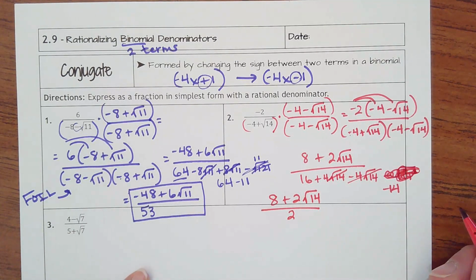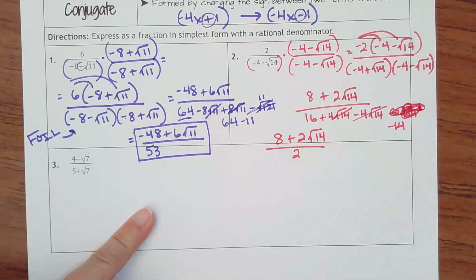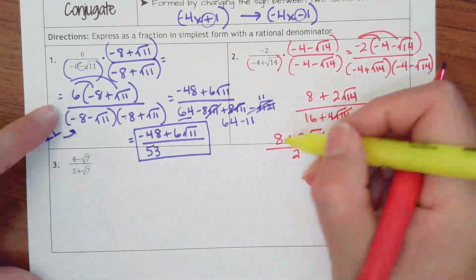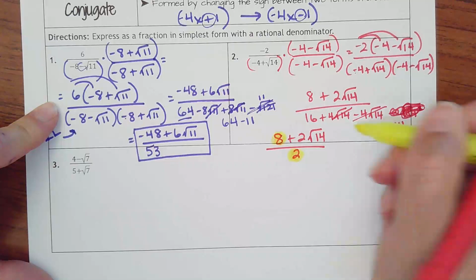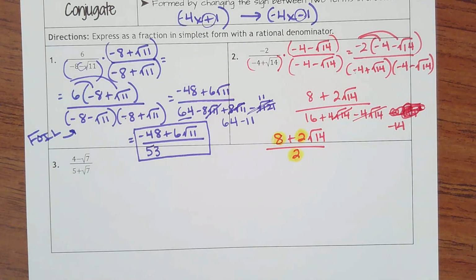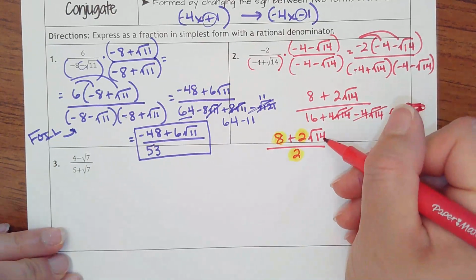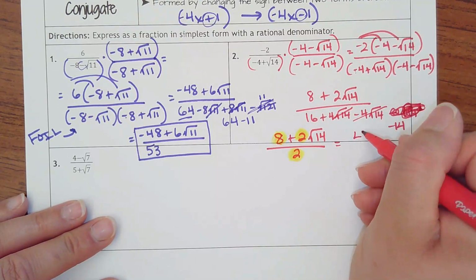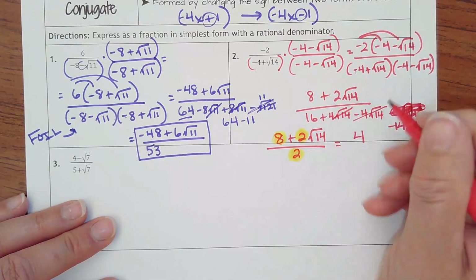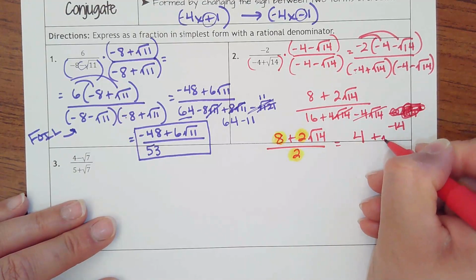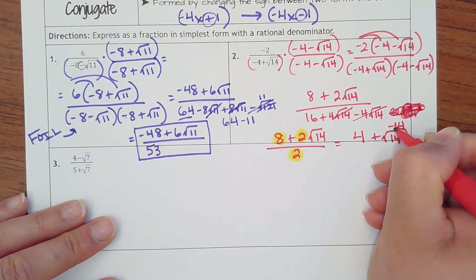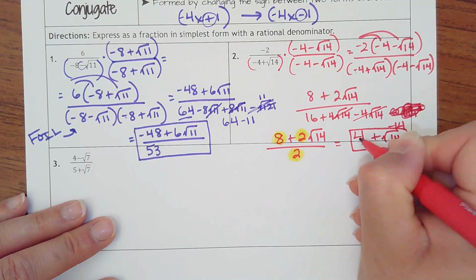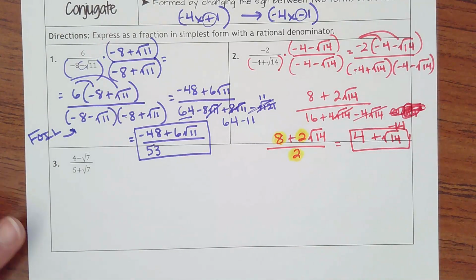Now you're not done on this one, because each term on the top can get divided by this single term on the bottom. That's how you simplify, but you can't divide a radical by a regular number. So we'll do 8 divided by 2, that gets us 4. 2 divided by 2 is a 1. I don't really need a 1 in front of my square root of 14. So that would actually be your final answer in simplest form.